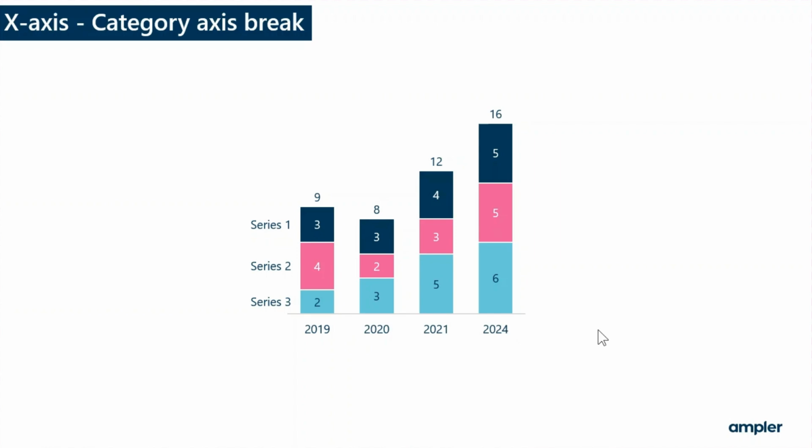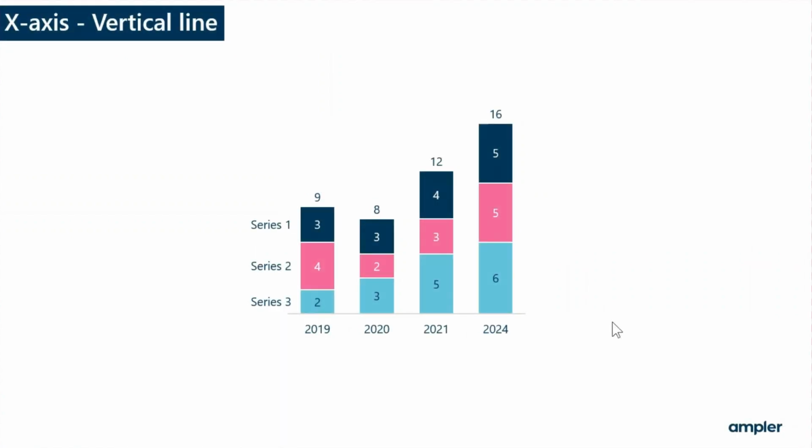As with the y-axis, a break can be added to the x-axis. In this case, there's a gap in the data as 2022 and 2023 is missing. To guide the reader, you can add a category axis break. Right-click on the x-axis in the desired location and toggle on axis break. Select the break to format it. Hit delete or right-click to remove the axis break.